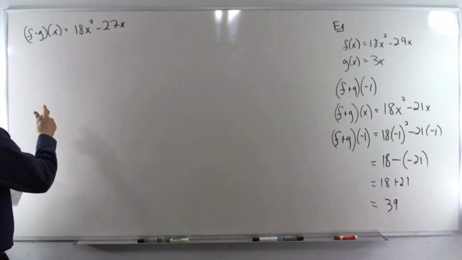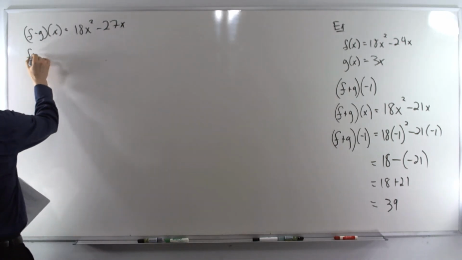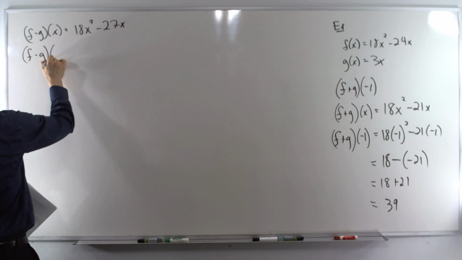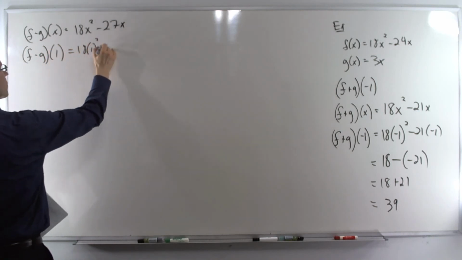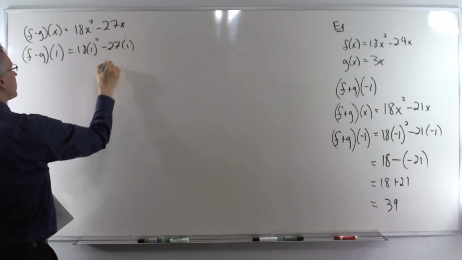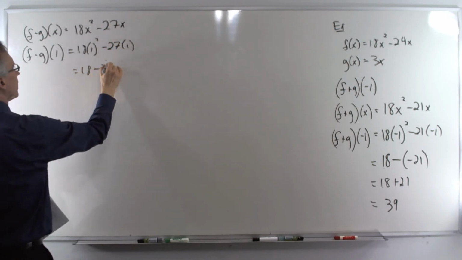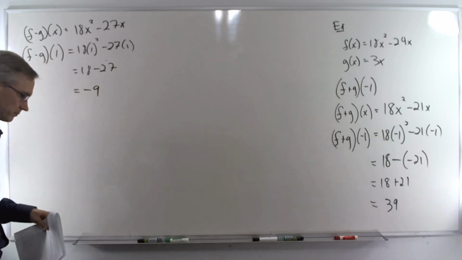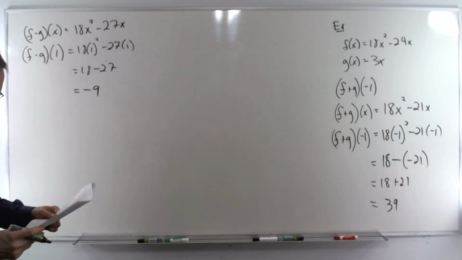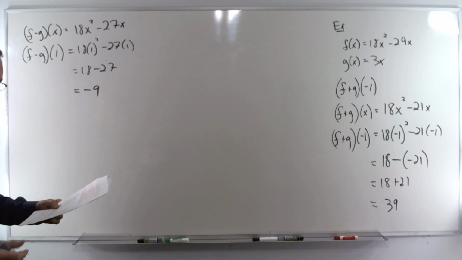Now we're going to plug in 1. So we're going to find f minus g evaluated at x equals 1. So 18 times 1 squared minus 27 times 1. 18 minus 27, and that is negative 9. And that brings us to your turn, number 10.